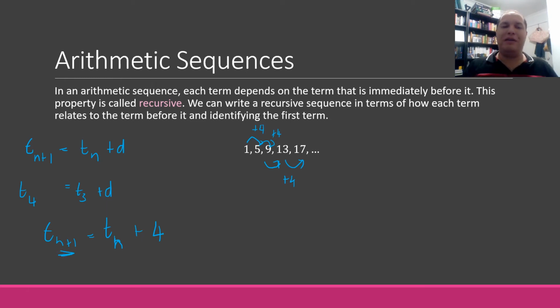Now we're only part way through here because that tells us how we go from one term to the next. It doesn't tell us how we start. So when we write a recursive definition, we can write this rule. That's helpful. To get from one term to the next, we add 4, but we also need to say where are we starting? Well, we're starting at a value of 1. And so if we're starting at a value of 1, and to get to the next term we add 4, well, the second term will be 5, the third term will be 9, and so on as we go. And so this is how we write the recursive form of an arithmetic sequence.